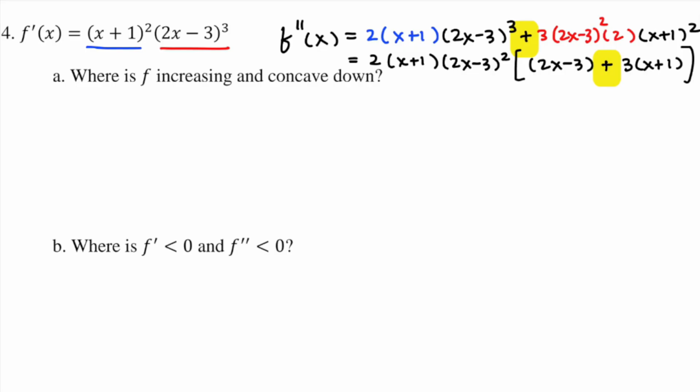Now I'm going to keep working on that and say, okay, 2x minus 3 plus 3x plus 3. Oh, that's just going to be 5x. And I do remember this problem from a couple weeks ago. So 10x, I'm just going to put the 2 and the 5x together. x plus 1, 2x minus 3 squared. That's the second derivative.